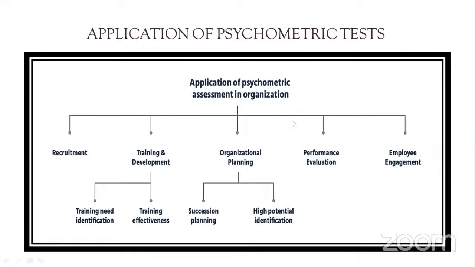Here in this diagram, you can see an overview of the application of psychometric tests in organizational settings. First is recruitment. Second is training and development, in which psychometric tests are used for identification of training needs, as well as to evaluate the effectiveness of the training program. The next is organizational planning, in which psychometric tests are used for succession planning, as well as to identify candidates with high potential. The next is performance evaluation as well as employee engagement. Next slide, please.